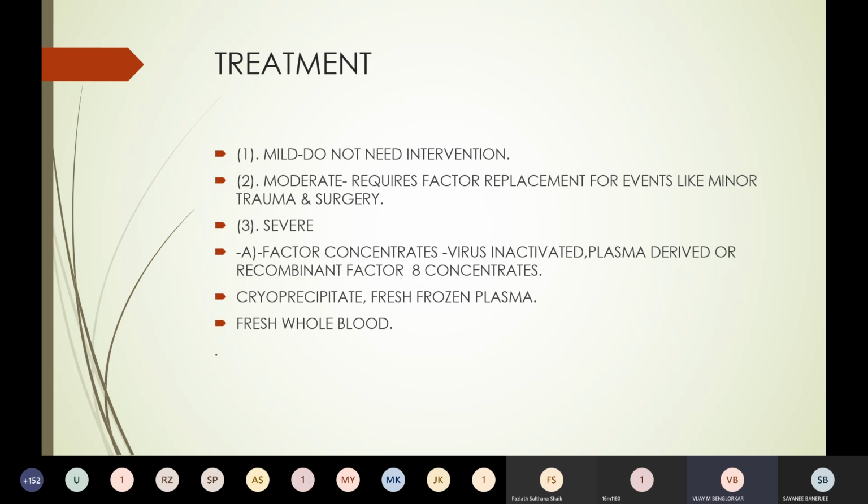There is a technical problem with the internet. Sorry for the interruption. We'll continue with our topic, that is hemophilia and treatment. The third part is severe hemophilia, where factor 8 is less than 1% in the body. So factor 8 is to be replaced. If it is not available, any product derived from the blood or whole blood, fresh whole blood, or blood derived products like fresh frozen plasma, cryoprecipitate can be given to the person.